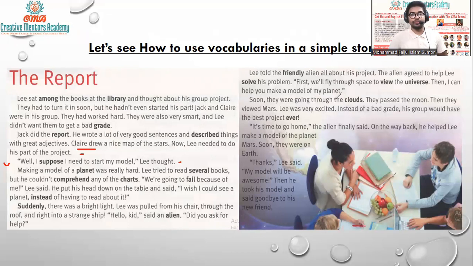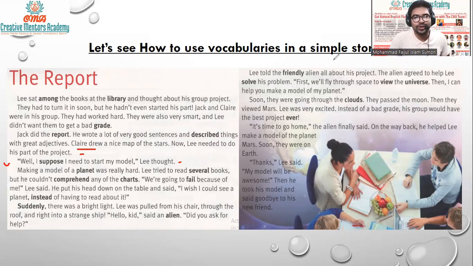Soon they were going through the clouds. They passed the moon. Then they viewed Mars. Lee was very excited. Instead of a bad grade, his group would have the best project ever. It's time to go home, the alien finally said. On the way back, he helped Lee make a model of the planet Mars. Soon they were on Earth. Thanks, Lee said. My model will be awesome. Then he took his model and said goodbye to his new friend.